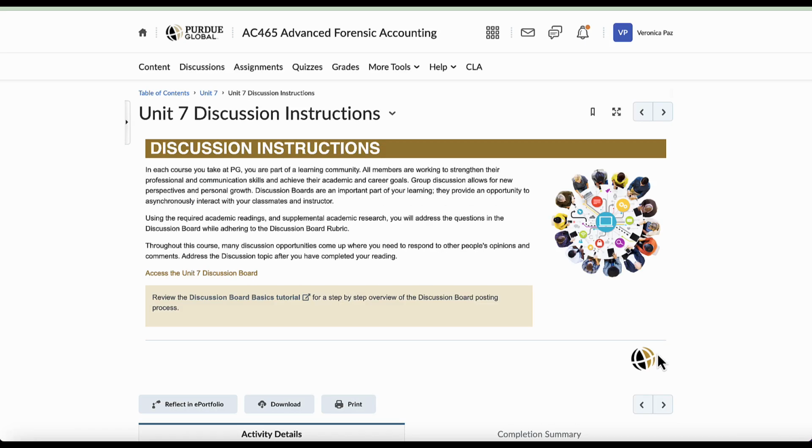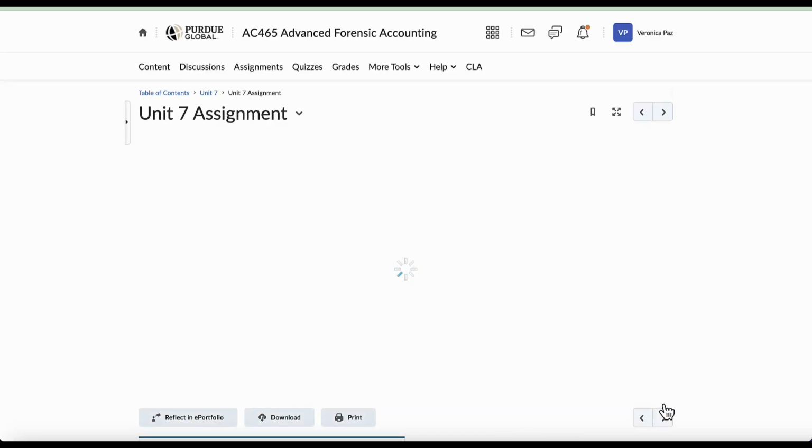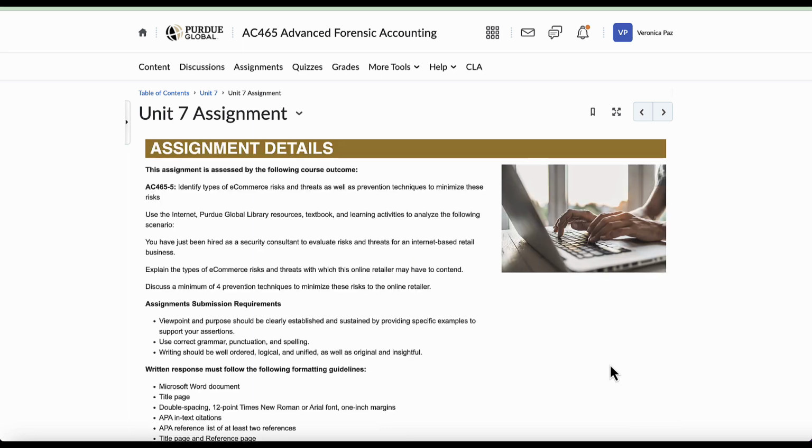Once you complete the reading for this chapter, we have the Unit 7 discussion, as we typically do in previous units. Then you have the Unit 7 assignment as well. In this aspect of the unit, you're going to explain some types of cybercrime risks and threats for an online retailer, and we'll discuss this more in our seminar.